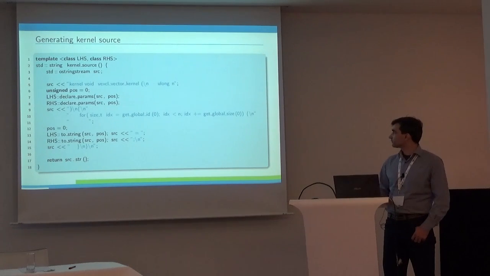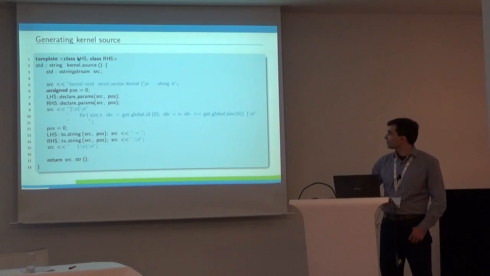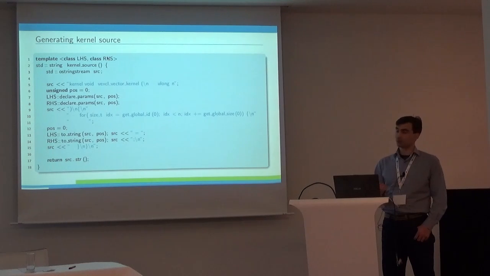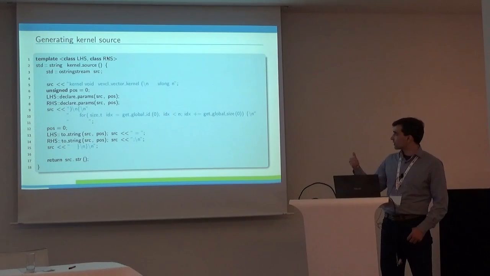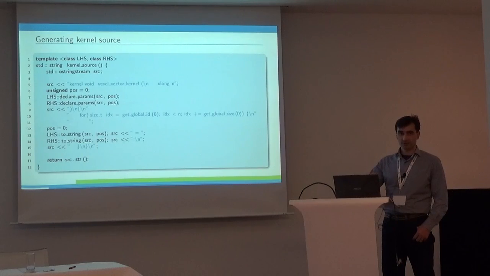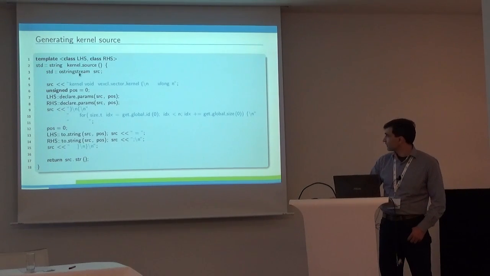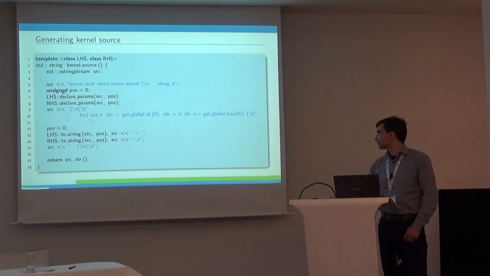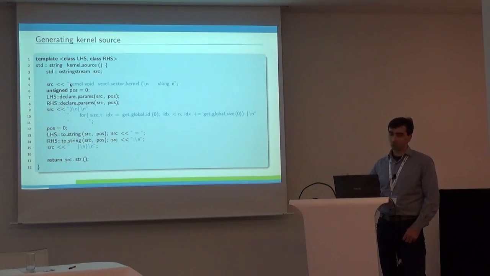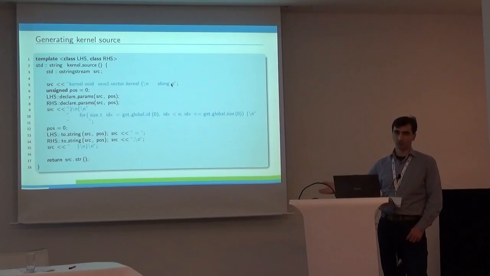Now we can actually generate the source code. For example, here left-hand side and right-hand side are relative to the assignment operator. So we assign the right-hand side to the left-hand side. We declare some output string. We output the common header for the kernel. So it's just kernel void, some name. N is just the size of the vector. It will always be there.